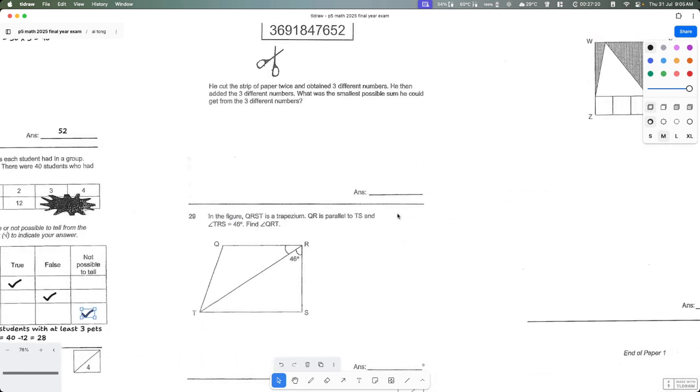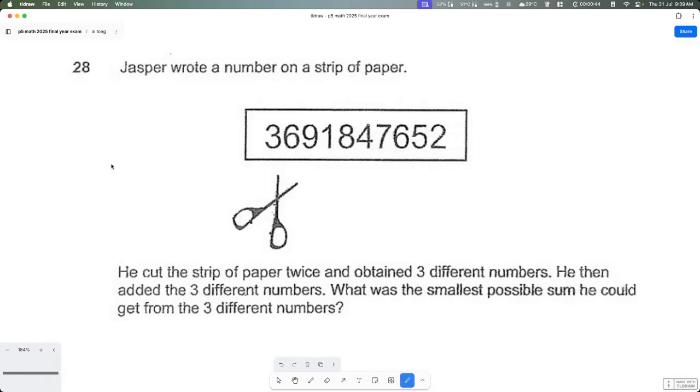Okay, so let's move on to question 28. All right, question number 28. So Jasper wrote a number on the strip. Okay, you have a bunch of numbers over here. So he cut the strip of paper twice and obtained 3 different numbers. He then added the 3 different numbers. What was the smallest possible sum he could get from the different numbers?